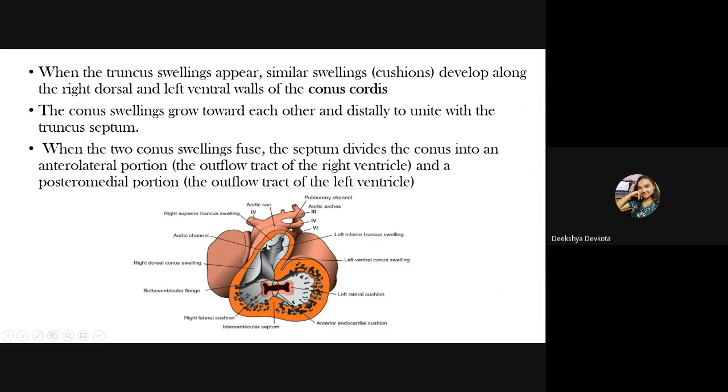So the truncal swellings undergo a spiral trajectory and finally form the aorticopulmonary septum, whereas the two conus swellings fuse finally after uniting, after growing distally. They fuse and form a septum which divides the conus cordis into the outflow tract of the right ventricle and the outflow tract of the left ventricle. I hope it is making sense.